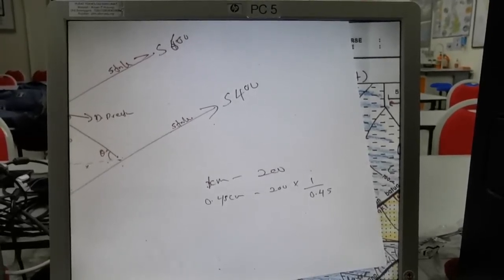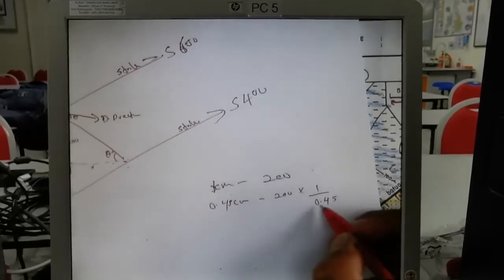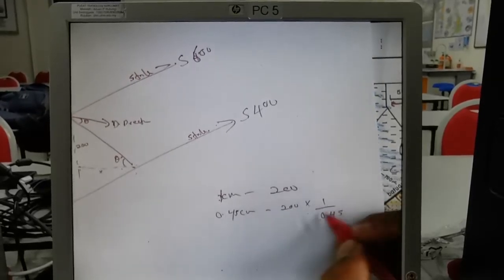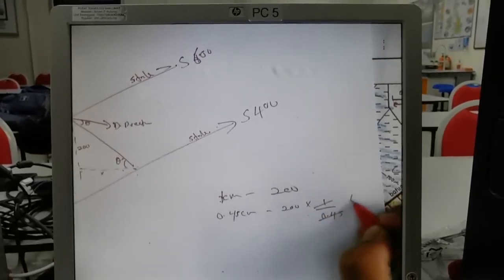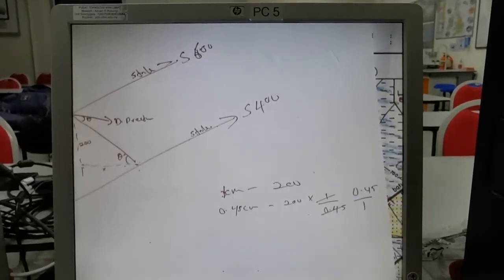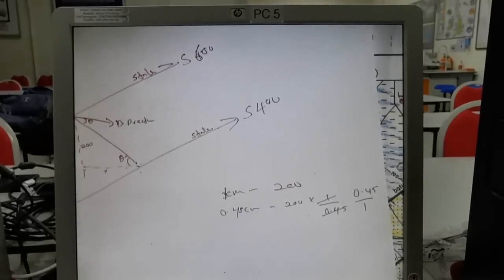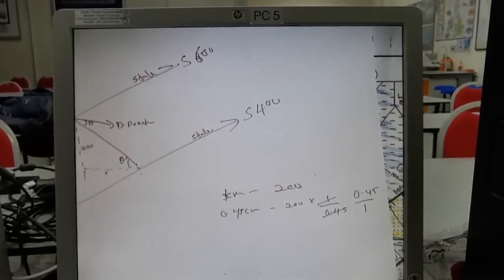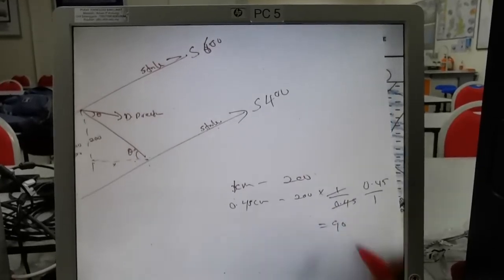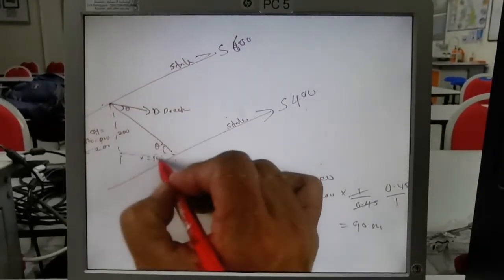Sorry, correction: 0.45 divided by 1. 200 times 0.45, we get 90 meters divided by 1, which is 90 meters. Okay, so this X is 90 meters.